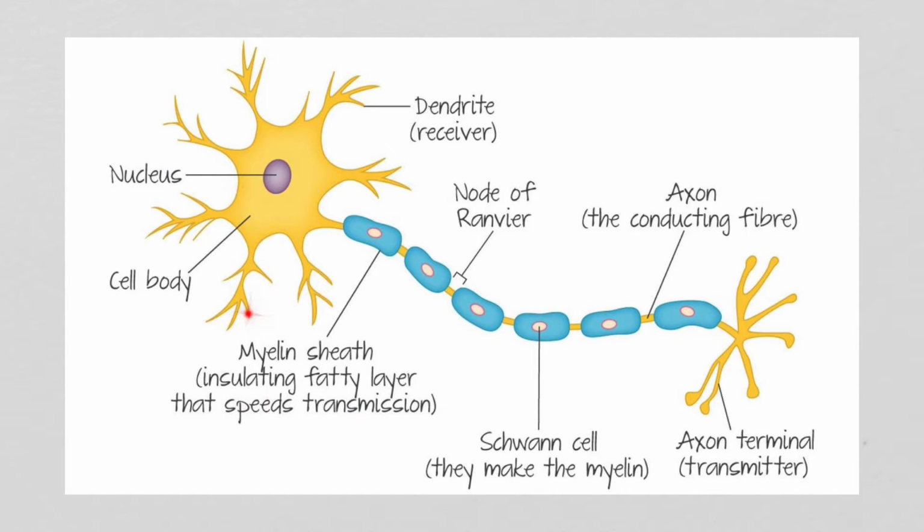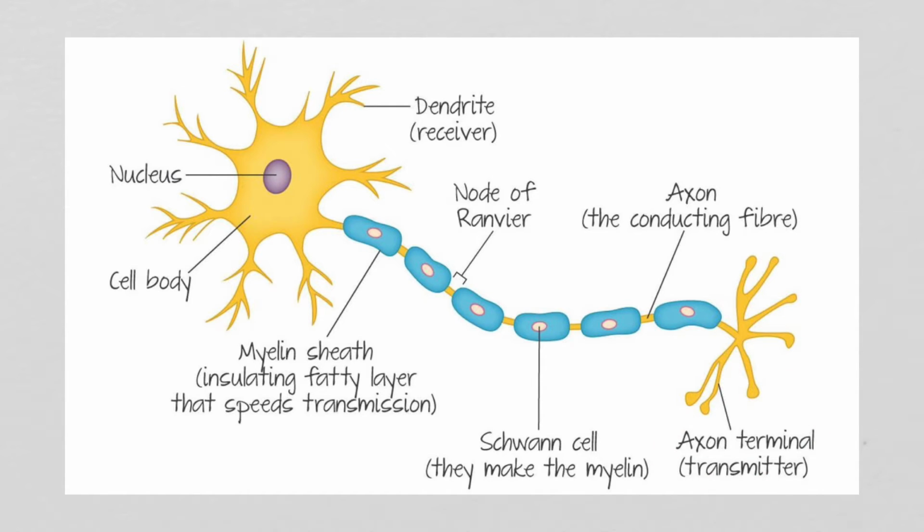It's wrapped in something called the myelin sheath, which is an insulating fatty layer that speeds up transmission. The myelin sheath is made up of Schwann cells, and they're not continuous. You can see that there's gaps in between right here, and these gaps are called the nodes of Ranvier. And nerve impulses used to be thought to just travel along the axon. We now understand that they travel by this process called saltatory conduction. They leap from node of Ranvier to node of Ranvier all the way through, and that, for some reason, causes a much faster transmission rate.